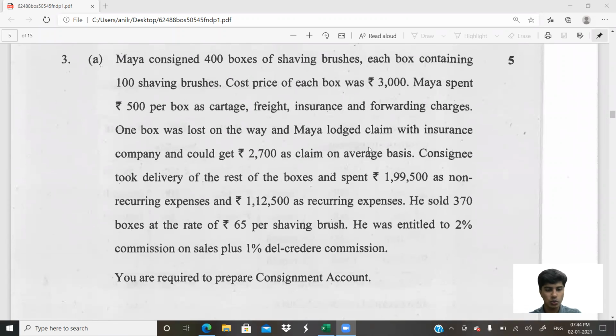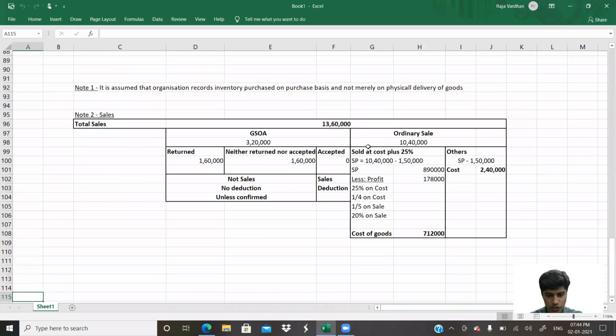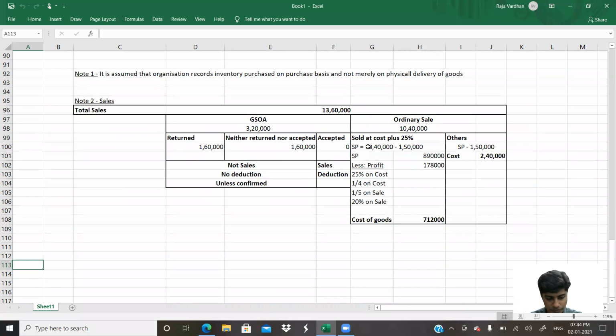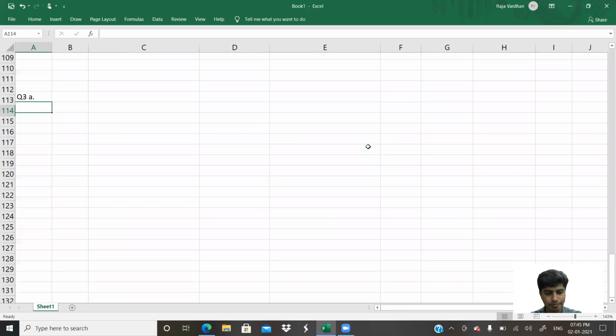Perfect. So Maya consigned goods. Maya is the consigner who is sending the goods in this particular case. So we'll start with accounting in the books of Maya. Let me take you to the Excel sheet. Solution to question number 3A is what we're discussing, so we're doing it in the books of Maya.